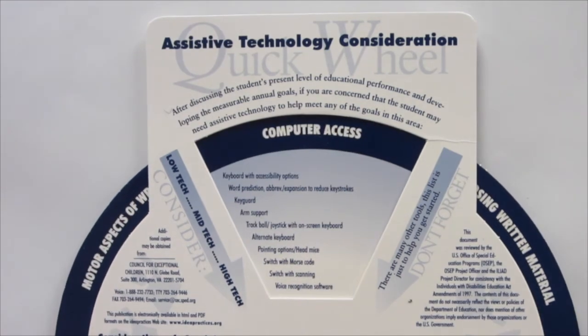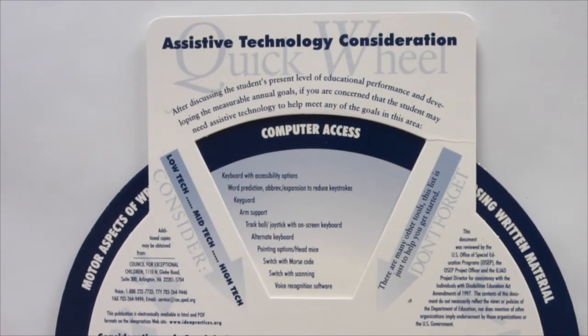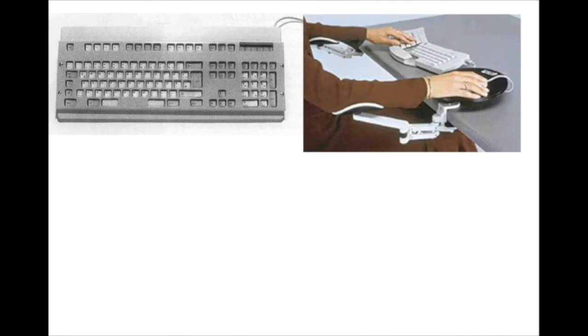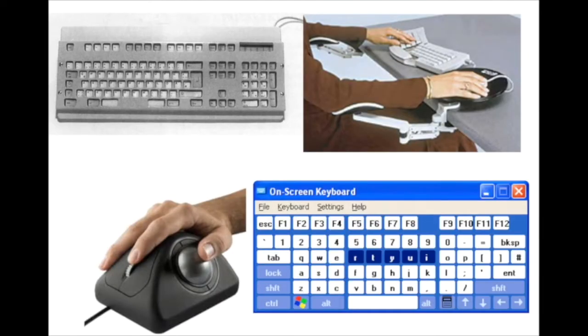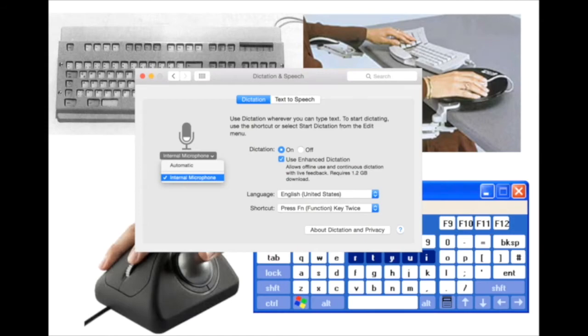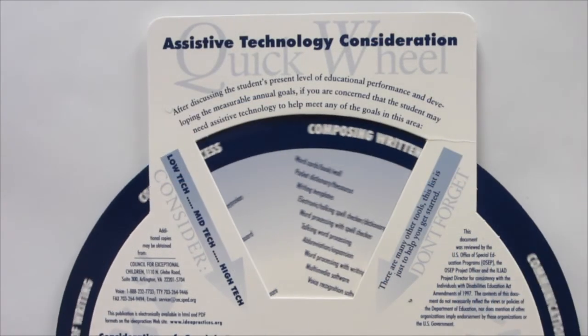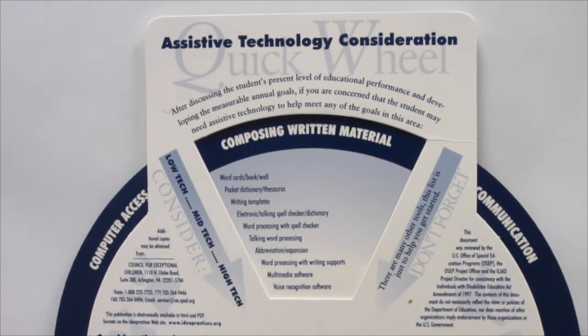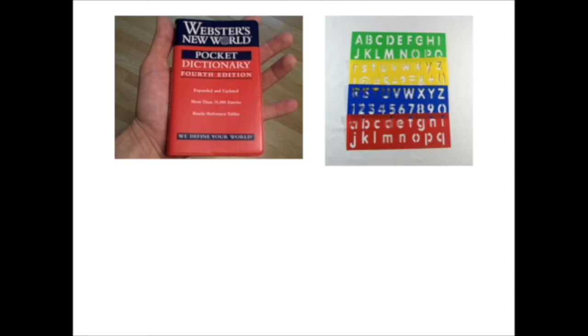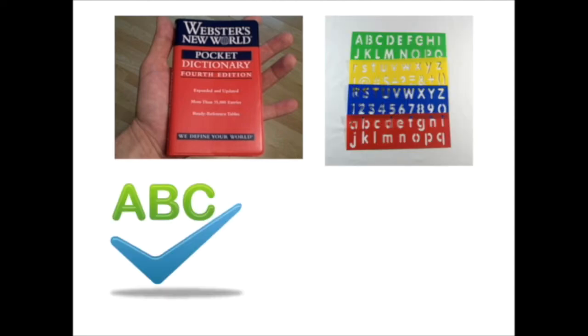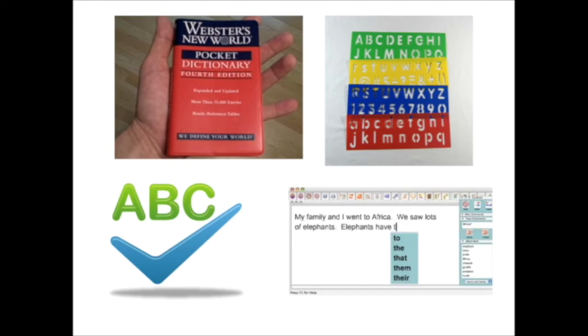The next area on the wheel is computer access. We begin considering low-tech options such as keyboards with keyguards, arm support, variety of mouse alternatives, on-screen keyboards, and again with voice recognition as a high-tech option. Let's now look at composing written material. This can include a pocket dictionary or thesaurus, writing templates, word processing and spell checker, and a word prediction software such as Co-Writer.